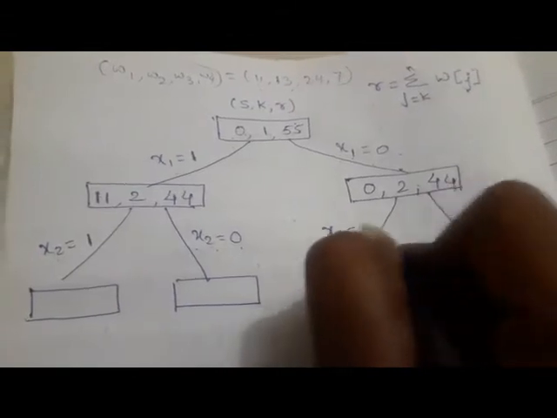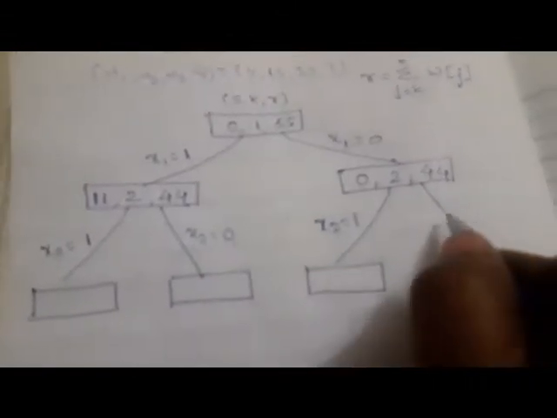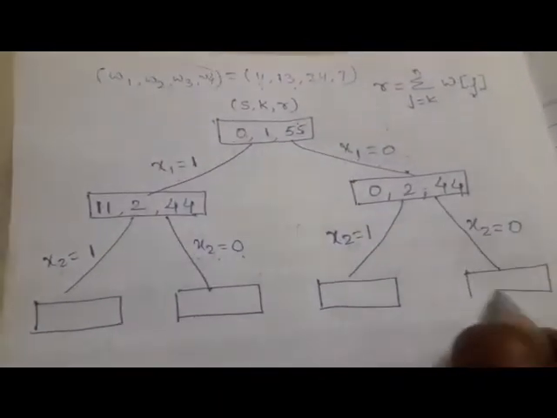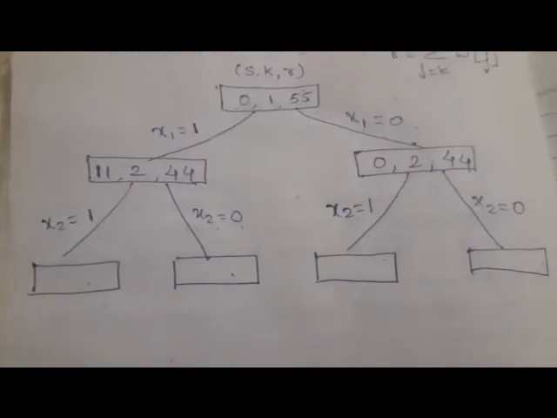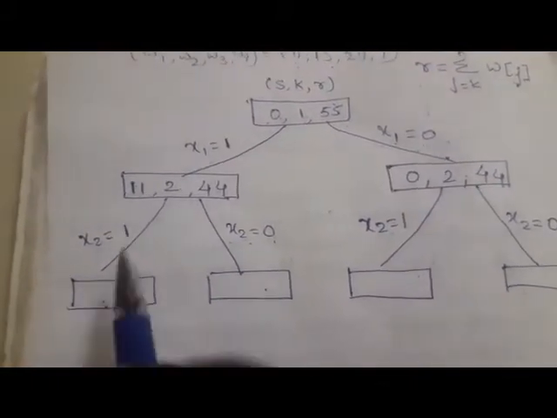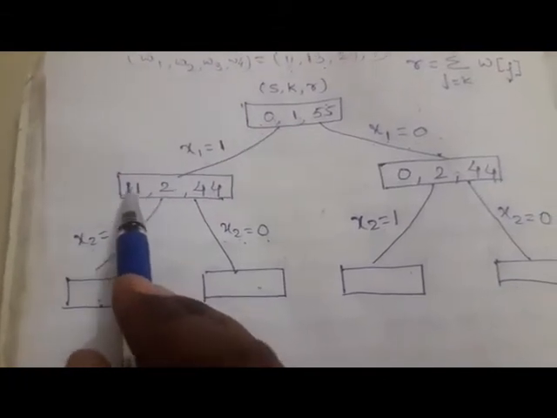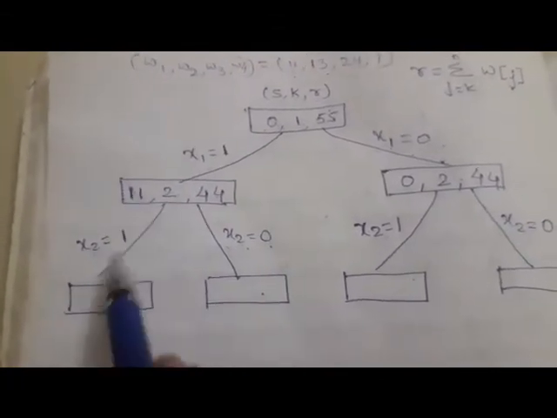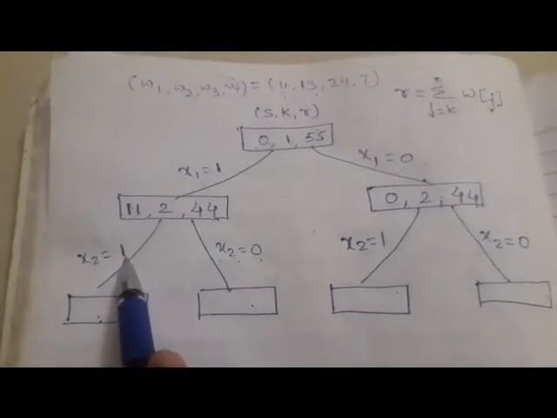In the same way we can draw on the right side. Again this edge is for x2 equal to 1, which means x2 is included here, and here x2 is not included. Now we have to write the values in these rectangular nodes. First, 11 is added in our subset, so 11 plus, and here the second weight is also selected.